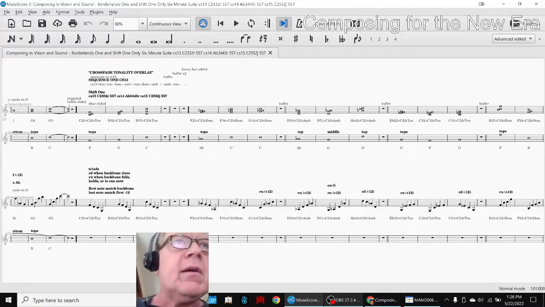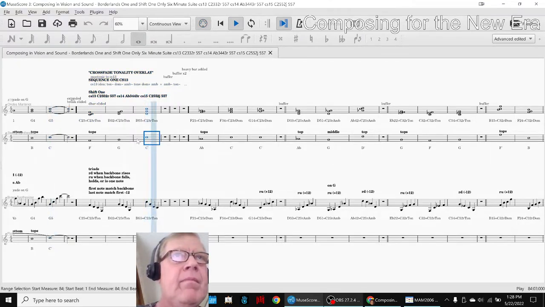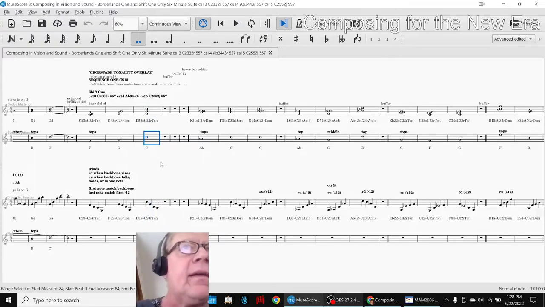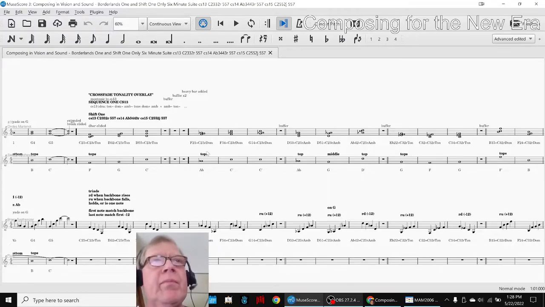And that is the tonality equivalent here. We ended with a monotonic tonality. This is actually part of custom scale 13 tonality, but they go together. This note match very nicely, and it takes us into what's going to be arc two.